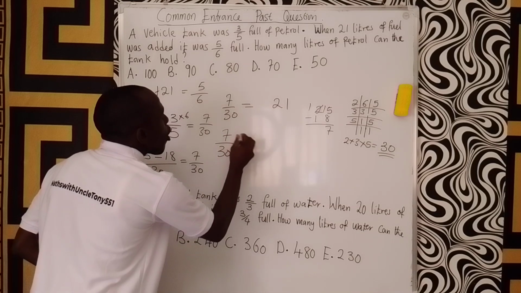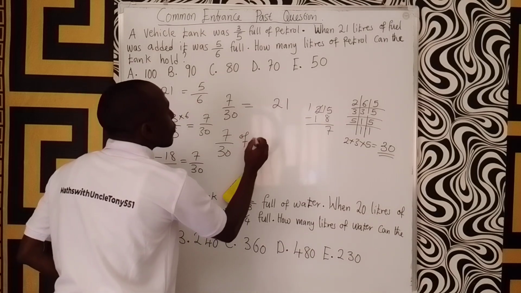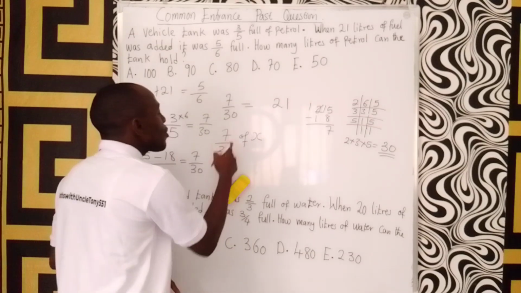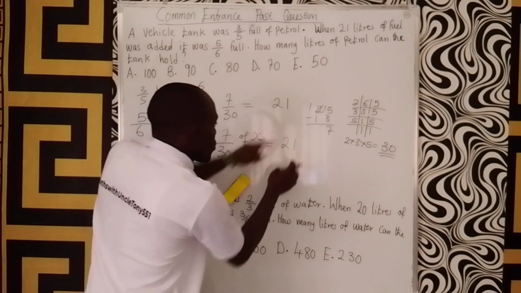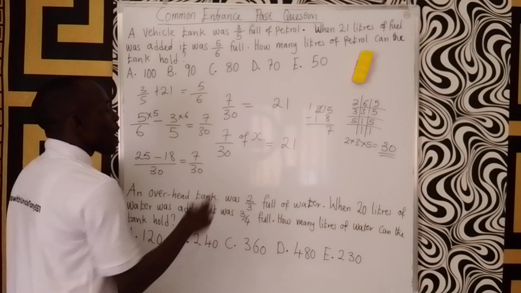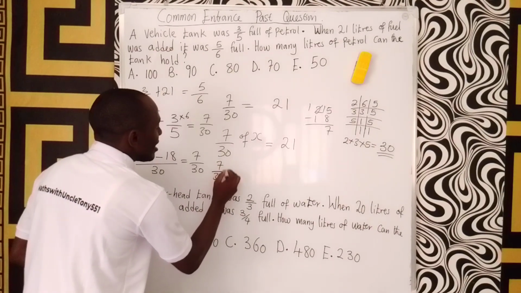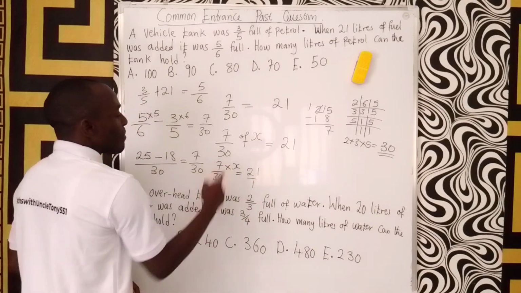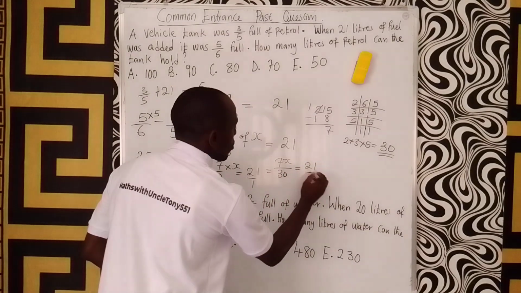So 7/30 of the whole tank, which I will represent as X, is 21, because 7/30 is 21. 7/30 of X gives us 21, and of in mathematics means multiplication. So 7/30 times X is equal to 21/1. 7 times X gives us 7X over 30 is equal to 21/1.